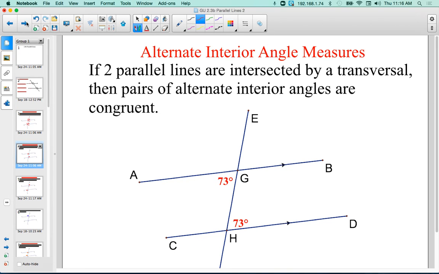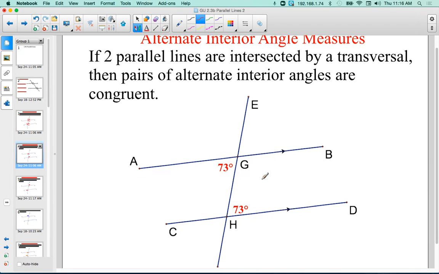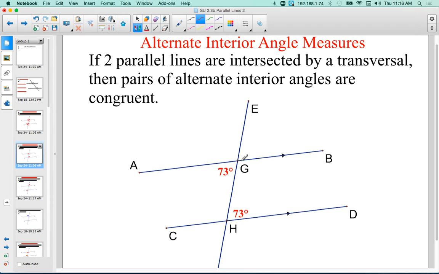Alternate interior angles with parallel lines. If two parallel lines are intersected by a transversal, then pairs of alternate interior angles are also congruent. So again, same idea. If we have one angle, 73, we know we could use that information to find all of the angles. The small angles in this diagram are going to be 73 degrees. The big angle measures are going to be 107.